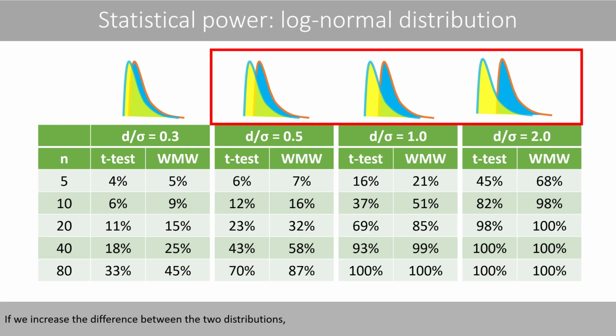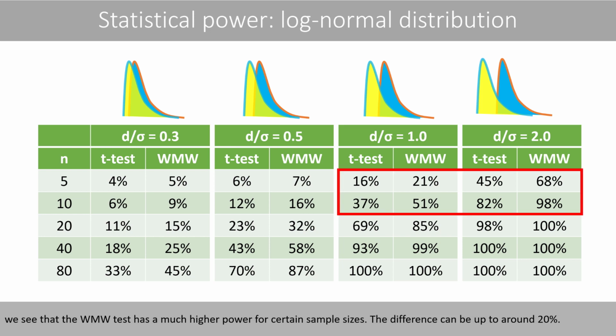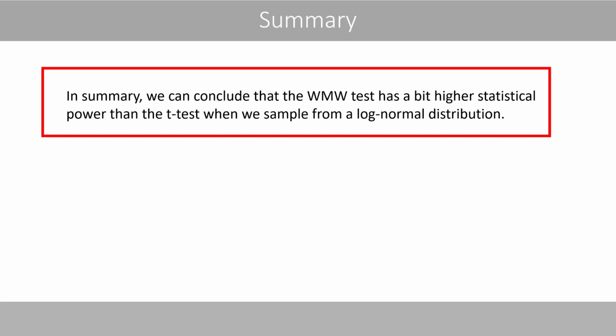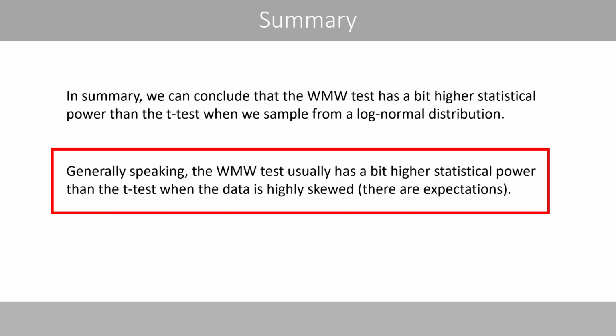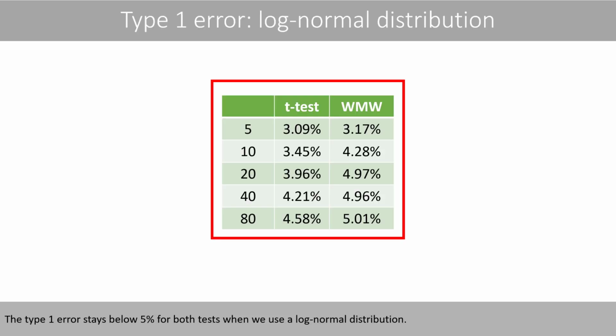If we increase the difference between the two distributions, we see that the Wilcoxon Mann Whitney test has a much higher power for certain sample sizes. The difference can be up to 20%. In summary, we can conclude that the Wilcoxon Mann Whitney test has a bit higher statistical power than the t-test when we sample from a log normal distribution. Generally speaking, the Wilcoxon Mann Whitney test usually has a bit higher statistical power than the t-test when the data is highly skewed. The type 1 error stays below 5% for both tests when we use a log normal distribution.